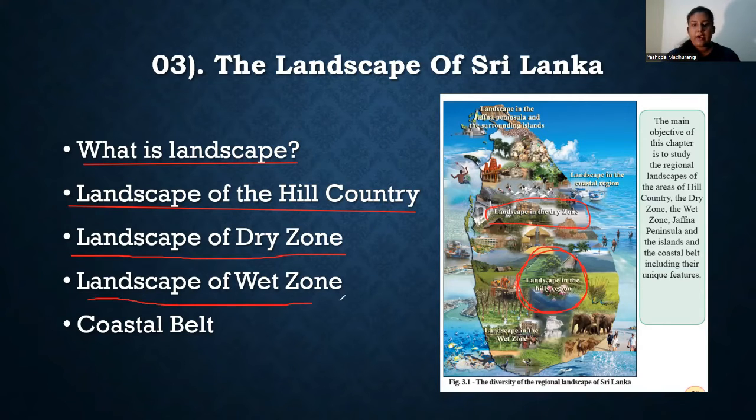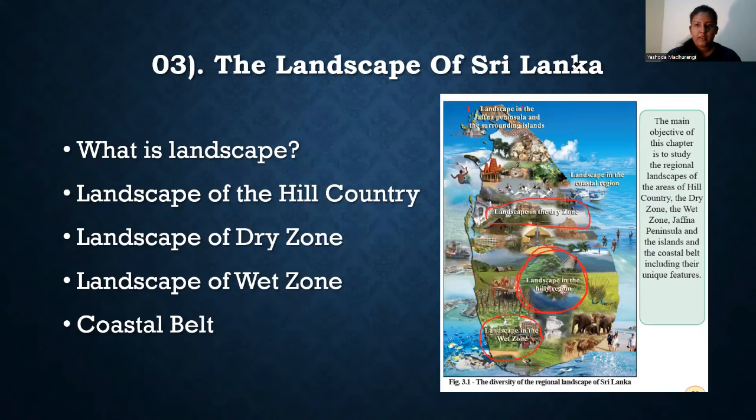Then we can learn about wet zone landscape. What are the human activities? What are the relief features? Like that. Finally, we go to coastal belt. That means we are going to have a small journey around Sri Lanka. Like this. ලංකාව වටේම යන්න වෙනවා අපිට. So Pute, I hope you will stay with me. Then we can go around Sri Lanka in unit number 3.